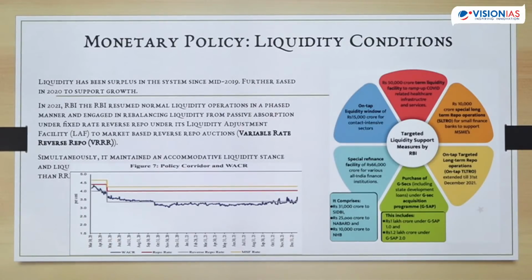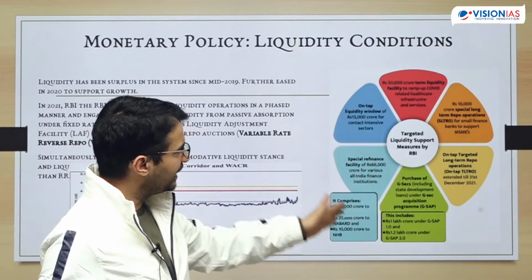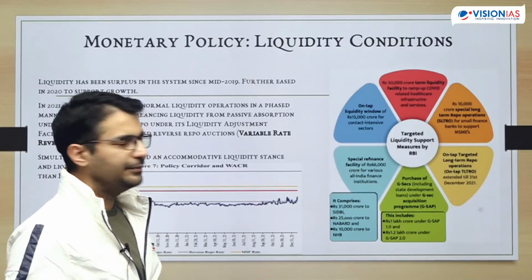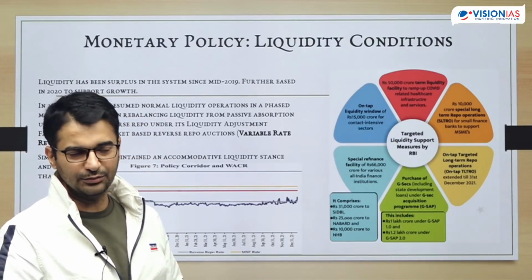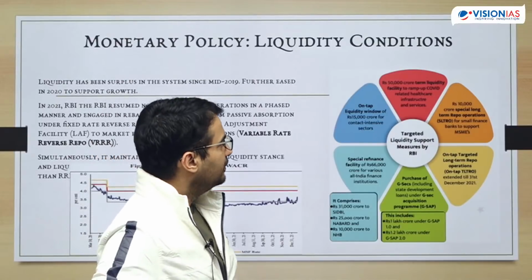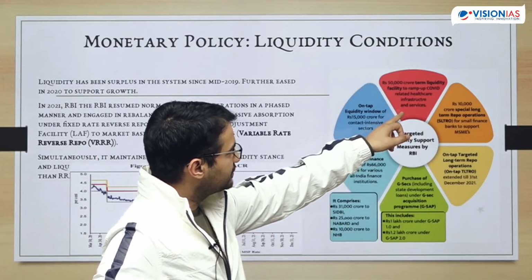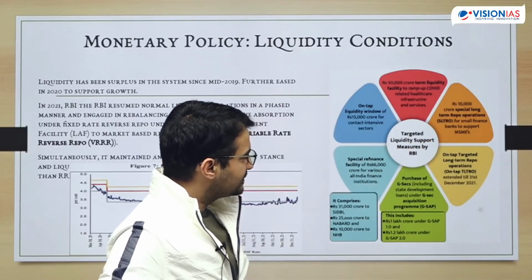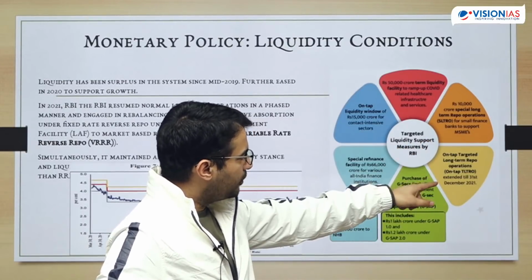Next, RBI also increased liquidity simultaneously, or made more money available in the economy, through some operations which I had already mentioned, the special operations that are mentioned here. Let me just quickly read them out for you. RBI tried to provide liquidity or an adequate amount of money to various sectors. For example, to healthcare infrastructure services, for small banks to support MSMEs, long-term repo operations.